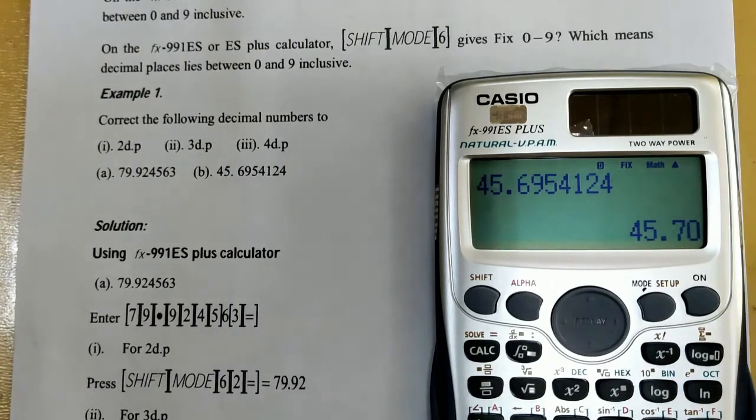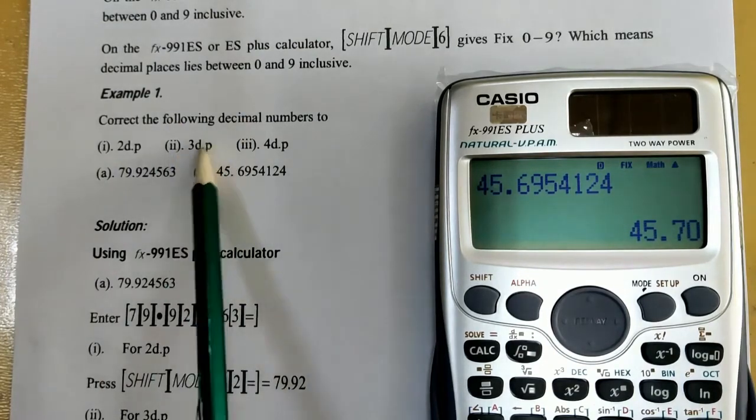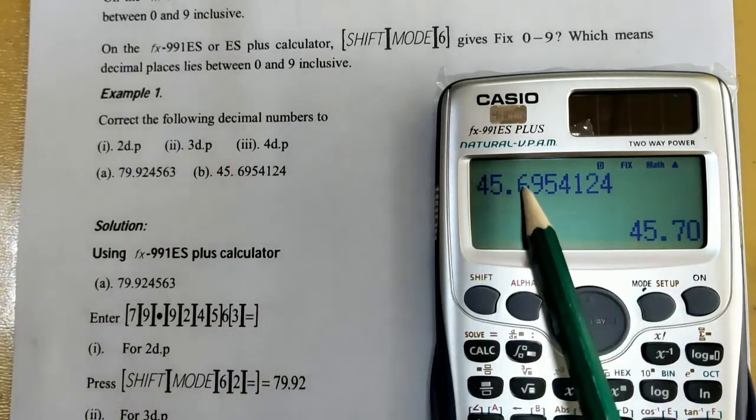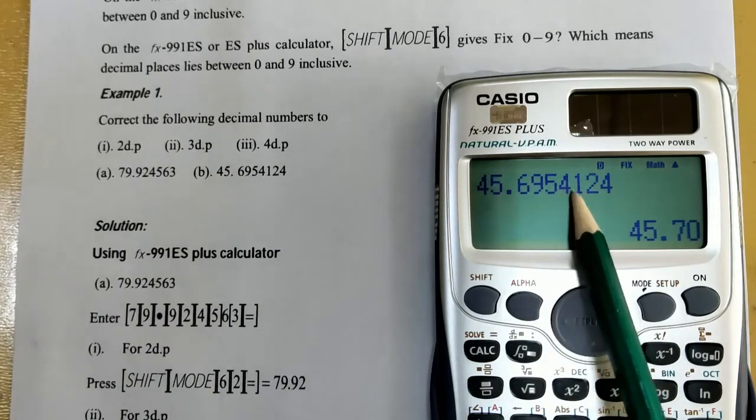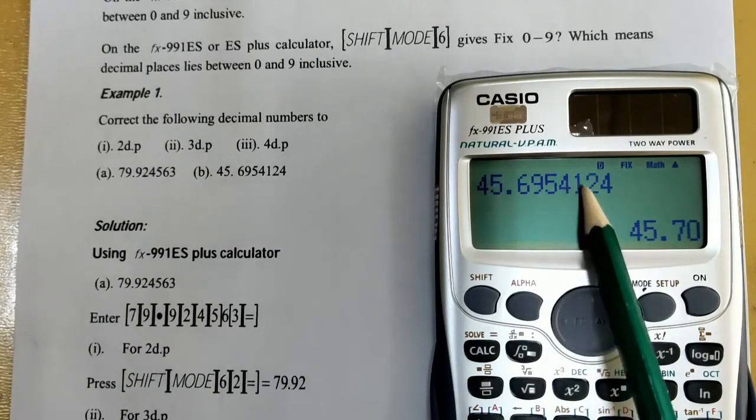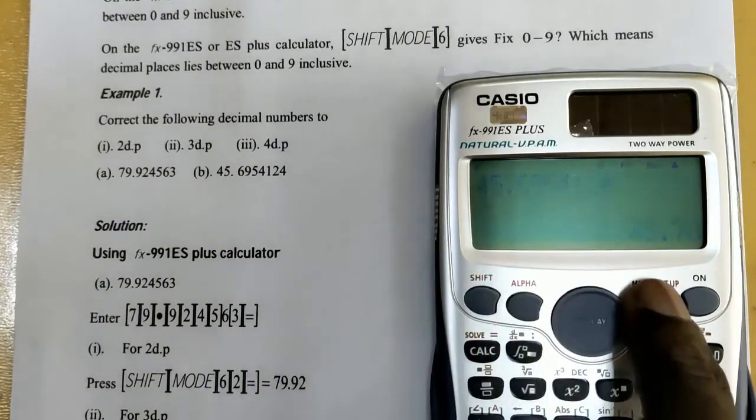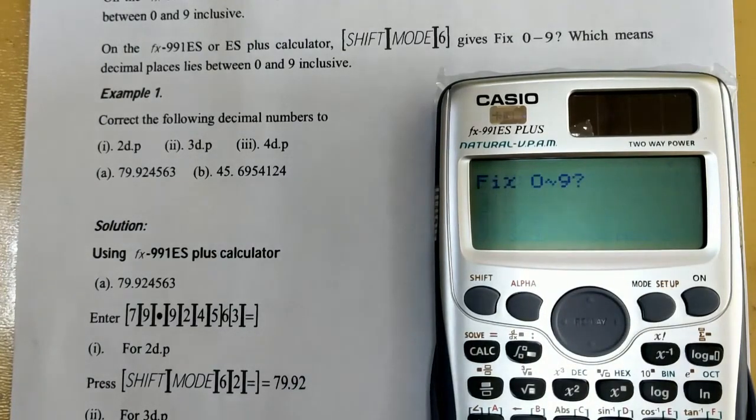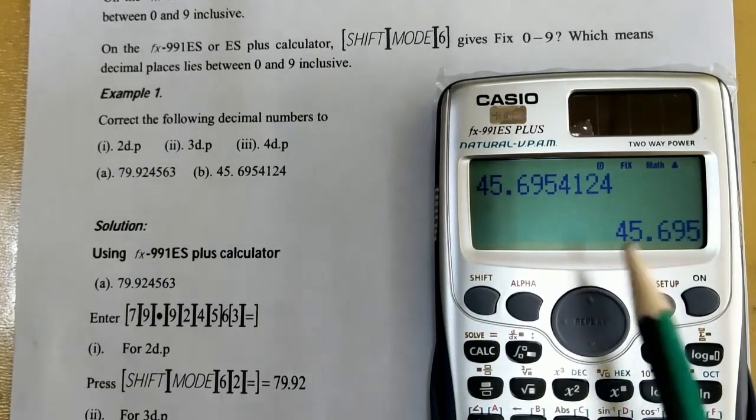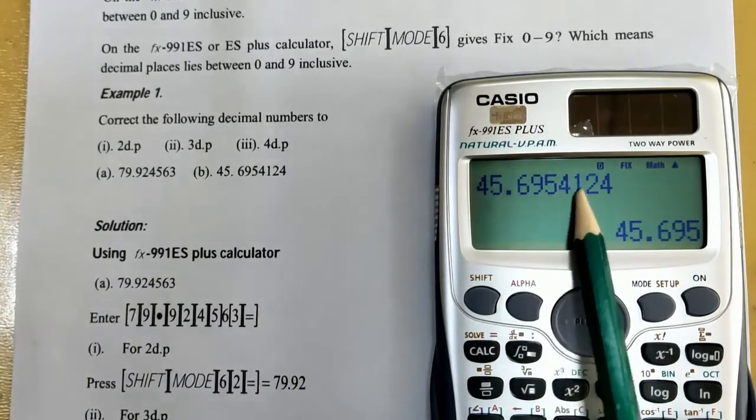Now let's go to the next one, which gives us 3 decimal places. So this one we're going to go 1, 2, 3, but since the next number is 4, which is not up to 5, there will not be any carry forward. And so when you go to shift mode 6, and you pick 3, it gives this. It gives you the 3 decimal places because you couldn't carry any number from here.